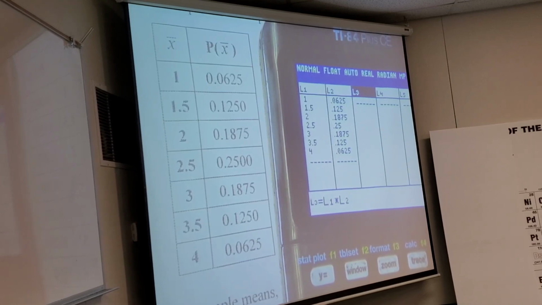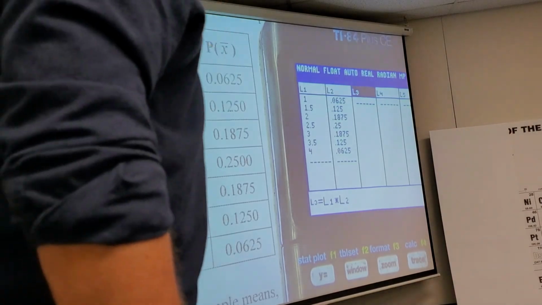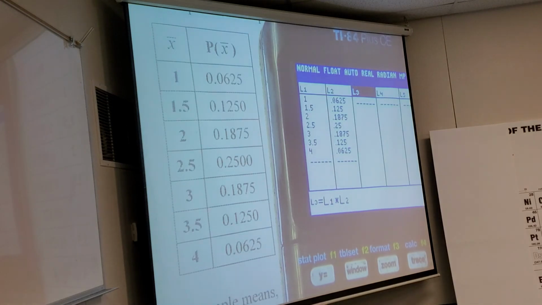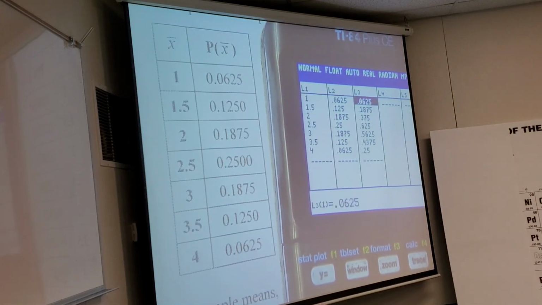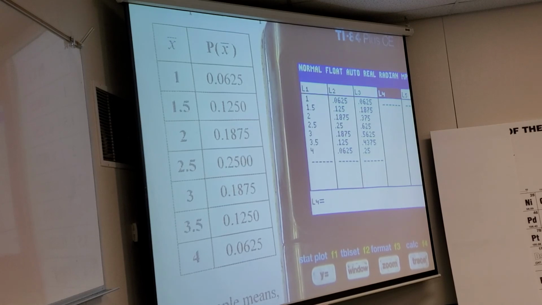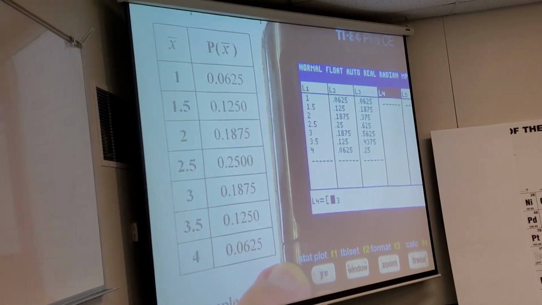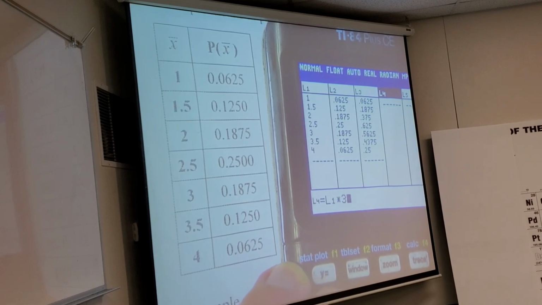So if you wanted to do these in the calculator, you would put x in L1, p of x in L2. L3, I would make it L1 times L2, so that becomes x times p of x. And then L4, I'm going to let that be L1 times L3, because that'll become x squared p of x. Some of you squared L3 and did some other stuff. I don't want x squared p squared. So I do L1 times L3. You can do it, Jeff.